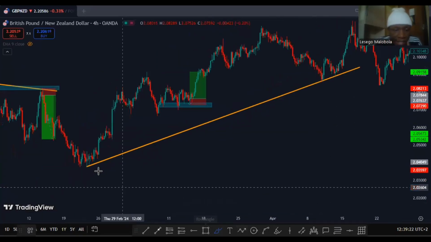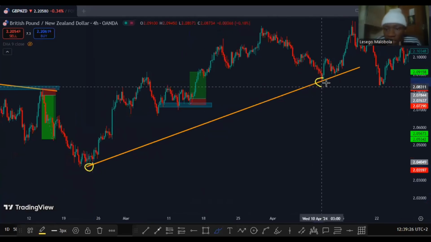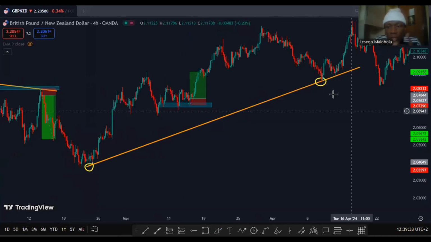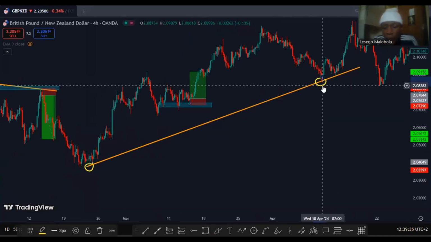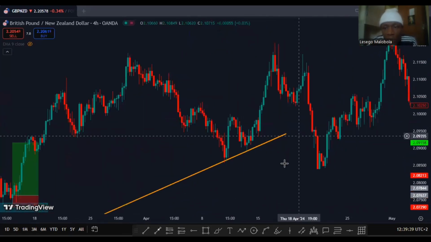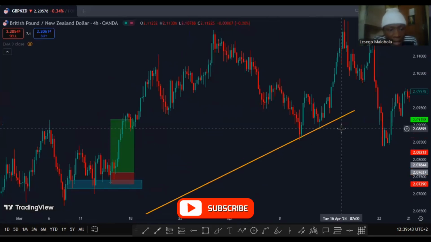Why do I say that guys? Simply because we do have our first touch right over here, we have our second touch right over here, and obviously we have our third touch right over here, guys. Remember, second touch confirms our trend line, third touch, this is where we start looking for our entry points. So now that we've identified market structure, what are we gonna do, guys? We're just gonna simply look for support and resistance, guys.